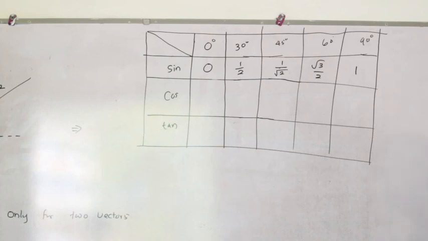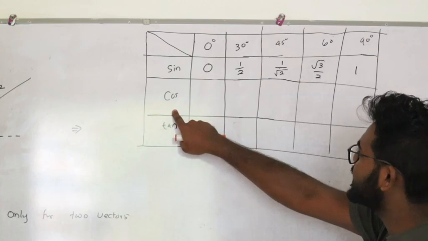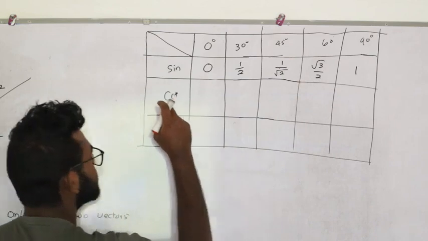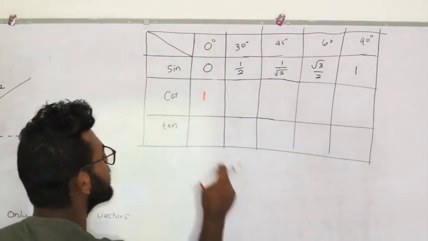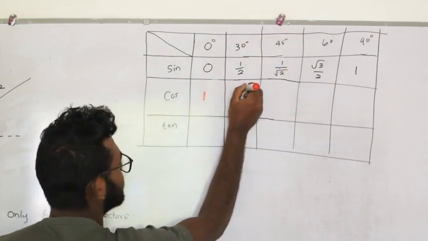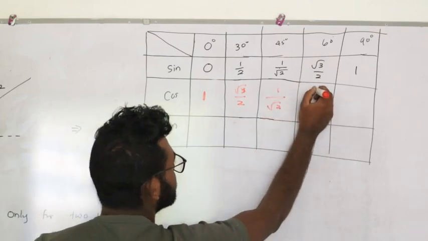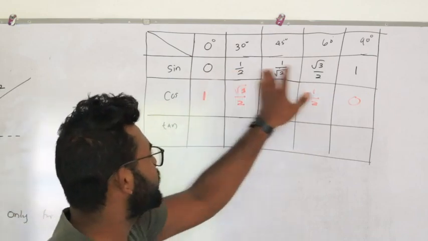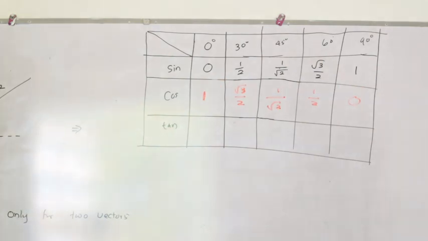Okay, now it's time to fill up the cos values. That's pretty easy. It's just the opposite of this. So cos 0 is 1, same as this. Then cos 30 is root 3 over 2. And this should be 1 over root 2, and this should be half, then this should be 0. When you are filling it up, you can fill the opposite values from this side. Okay, let's fill it up.